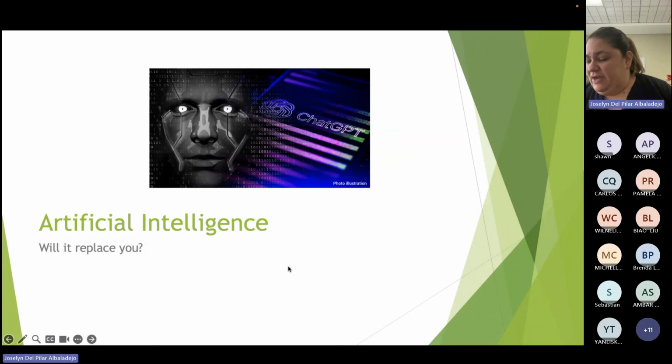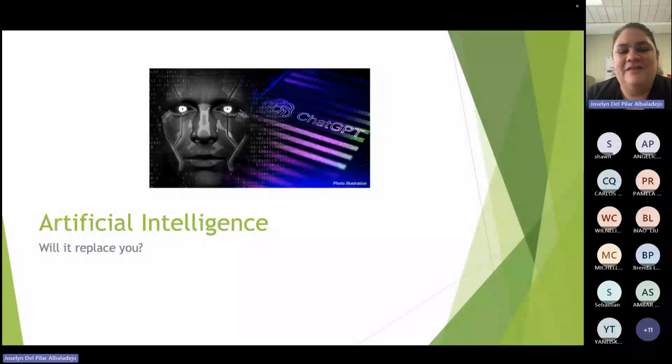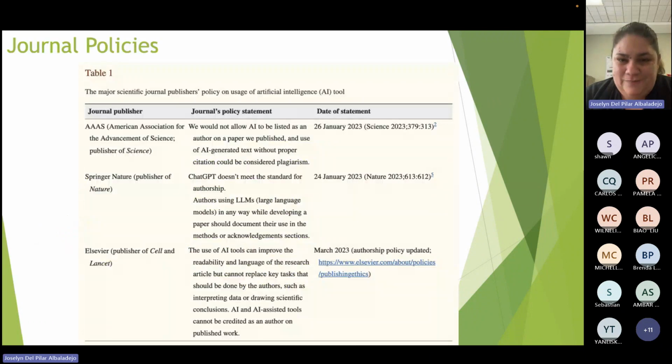Another thing that's been talked about is the use of artificial intelligence and whether it will replace you. Spoiler alert, it will not replace you. A lot of authors nowadays are using AI tools to write papers and reports, and I want you to know that the journals know this and have a way to check for AI-generated text. Because of the increased use of ChatGPT, for example, journals are starting to have policies about this.